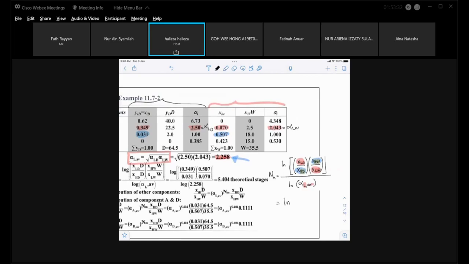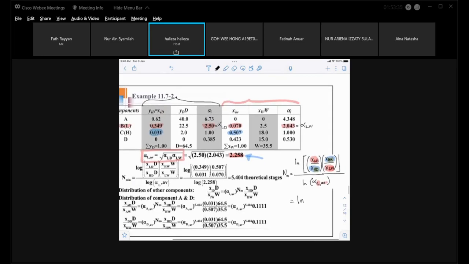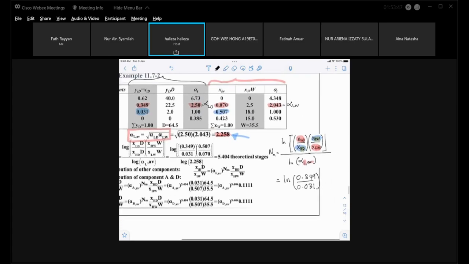My XLD 0.349 divided by my heavy key in the distillate 0.031, multiplied with my heavy key in the bottom product 0.507 divided by light key in the bottom product 0.070. So that natural log divided by the average value of my relative volatility, which we obtained earlier here.